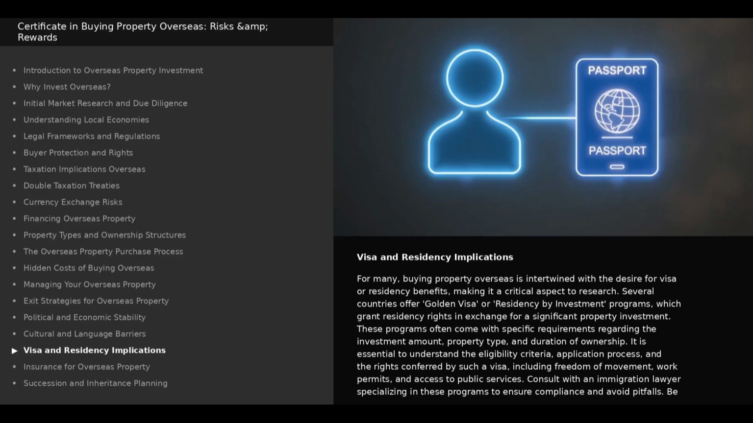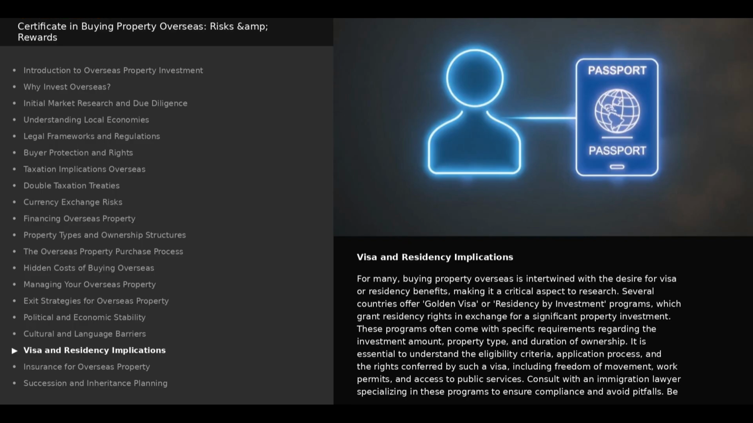Visa and residency implications. For many, buying property overseas is intertwined with the desire for visa or residency benefits, making it a critical aspect to research. Several countries offer golden visa or residency by investment programs, which grant residency rights in exchange for a significant property investment. These programs often come with specific requirements regarding the investment amount, property type, and duration of ownership. It is essential to understand the eligibility criteria, application process, and the rights conferred by such a visa, including freedom of movement, work permits, and access to public services.